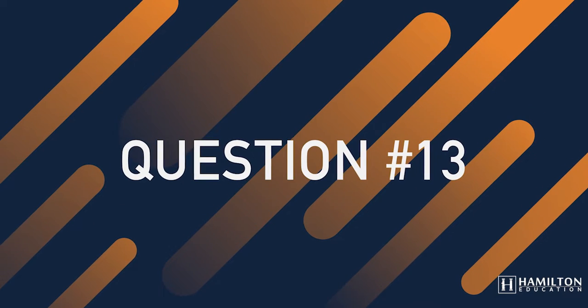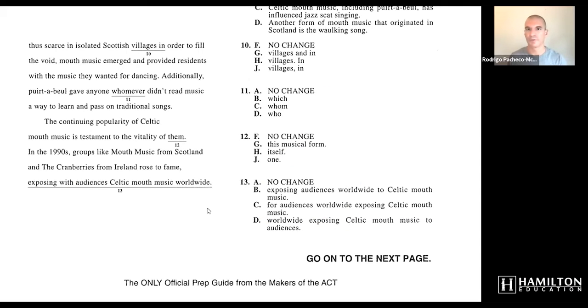Question 13 is a modifier question. As we'll see here, there are misplaced modifiers in 3 of these answer choices. I'm going to start at the beginning of the sentence here for some context, and then we'll go through the different answer choices. So in the 1990s, groups like Mouth Music from Scotland and the Cranberries from Ireland rose to fame. And as we see here with A, no change, exposing with audiences. So here this preposition is misplaced.